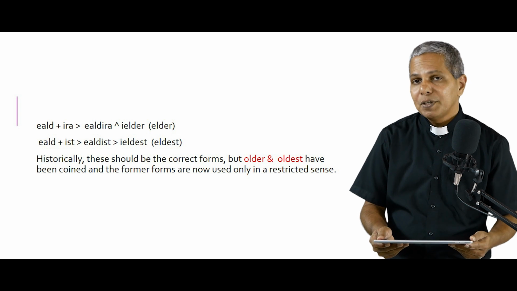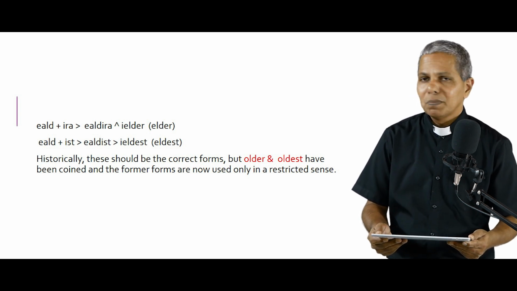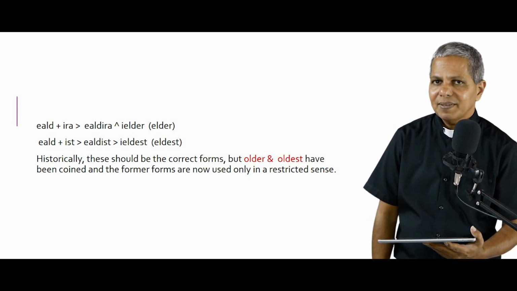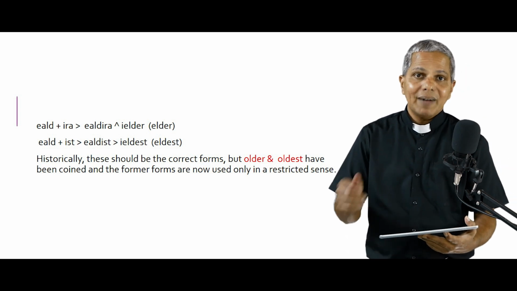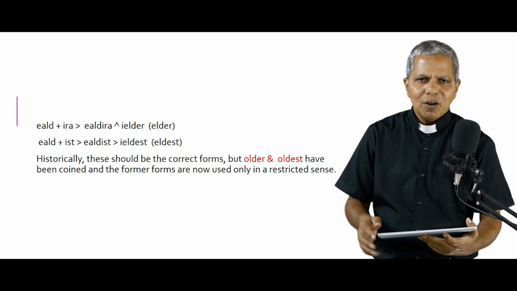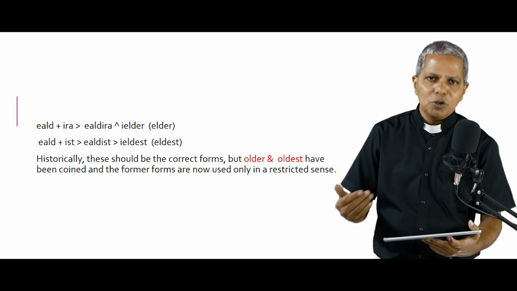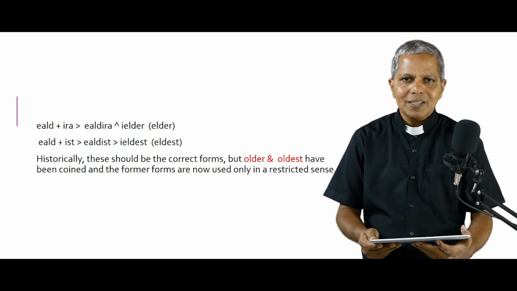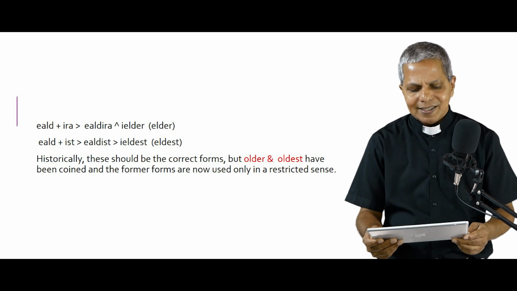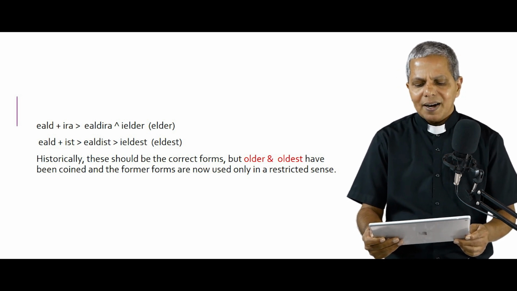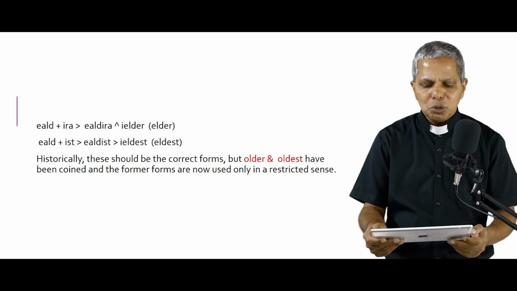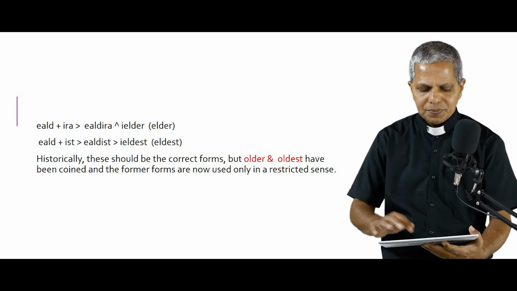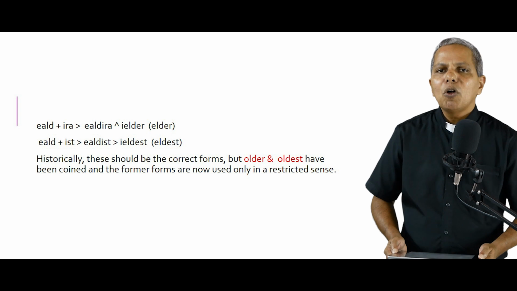Today, in modern English, we use elder and eldest only for sibling relations, blood relations. He's my elder brother. She's my elder sister. That's the way we say. Whereas we have another adjective, old, older, and oldest, which is more universal, which can be applied not only to persons but also to other things, buildings and all. The older and oldest were actually coined later, and the former forms, elder and eldest, are now used only in a restricted sense, for sibling relations, for blood relations in the family, and so on. So that's all about Ablaut and Umlaut.